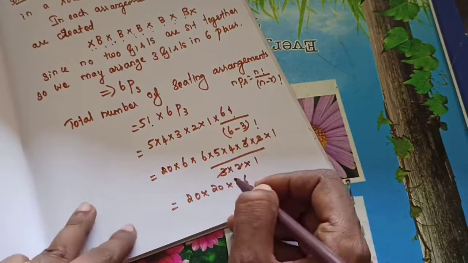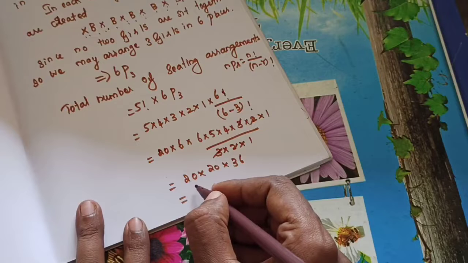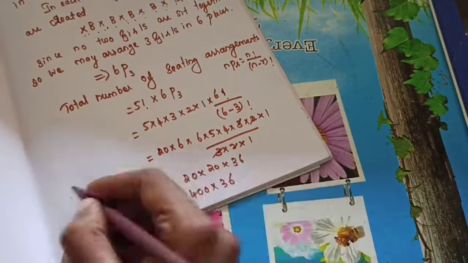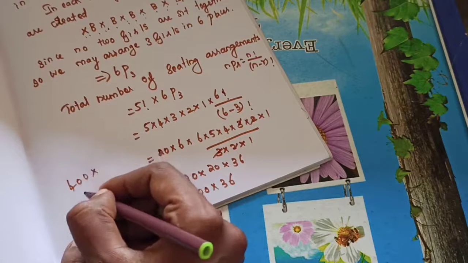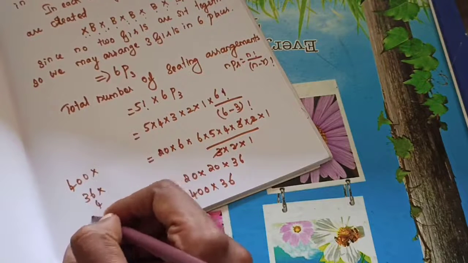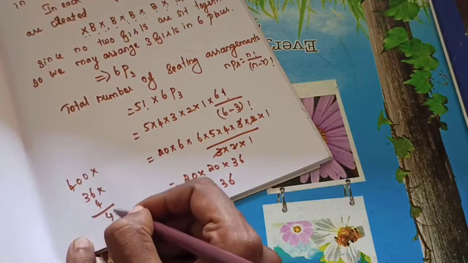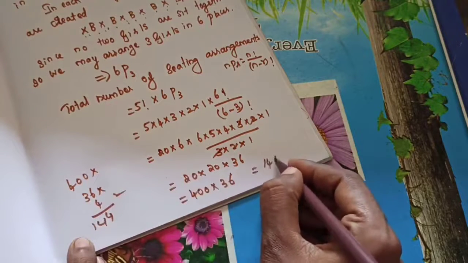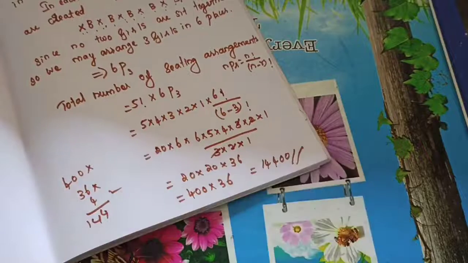36. So 20 into 20 means how much will we get? 2 2s are 4, so 400 into 36. So 36 into 4, is it right? 36 into 4 means 24... 2 3 4s are 12, 14. So that's equal to 14400.